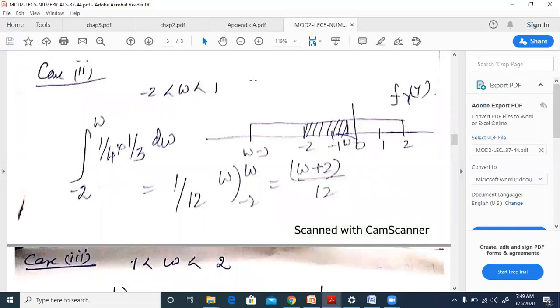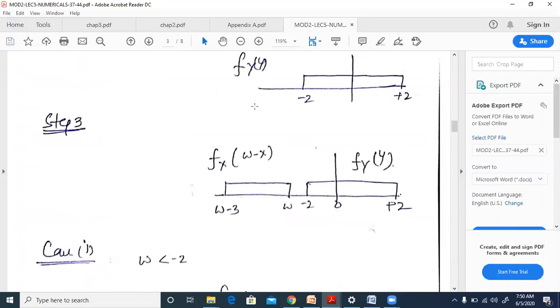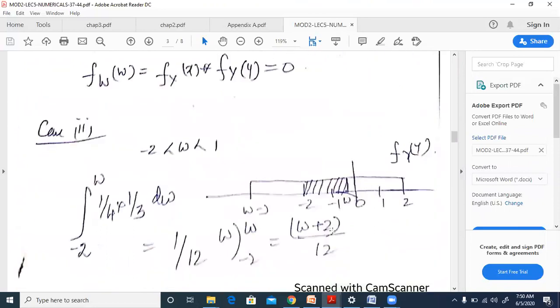Now, the next range is W greater than 1. That will occur when this point crosses this point. Once this point crosses this point, we'll have full overlap, till the time this crosses this, which means when W is equal to 2. From W equal to 1 till W equal to 2, there will be full overlap.